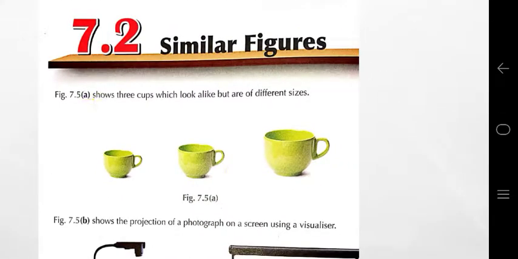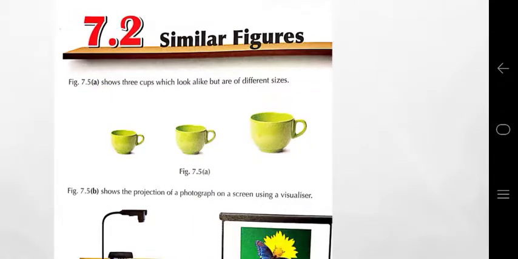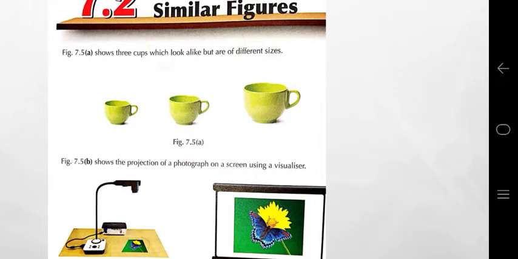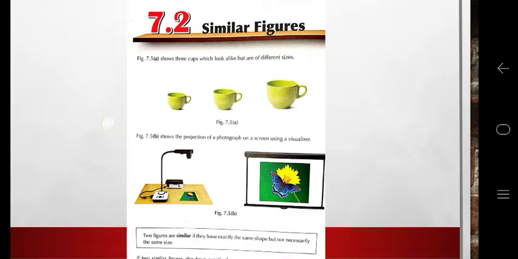Unlike congruence, similar in maths means that they must be the same in terms of shape, but they might have different sizes. Example like this: they are exactly the same shape, but not the same size. So they are not congruent, but they are similar. Understand?